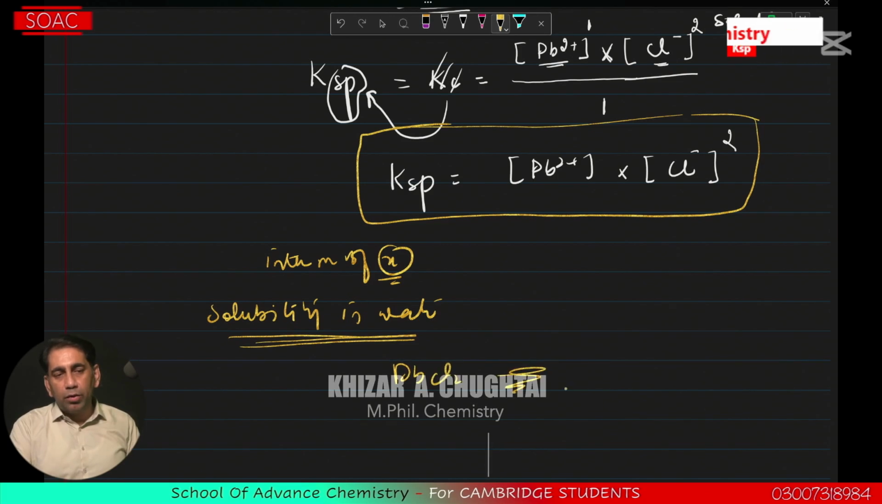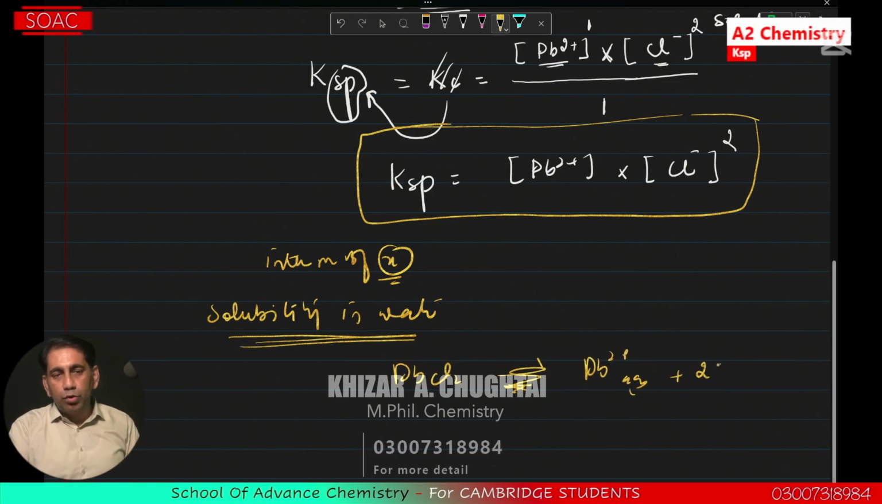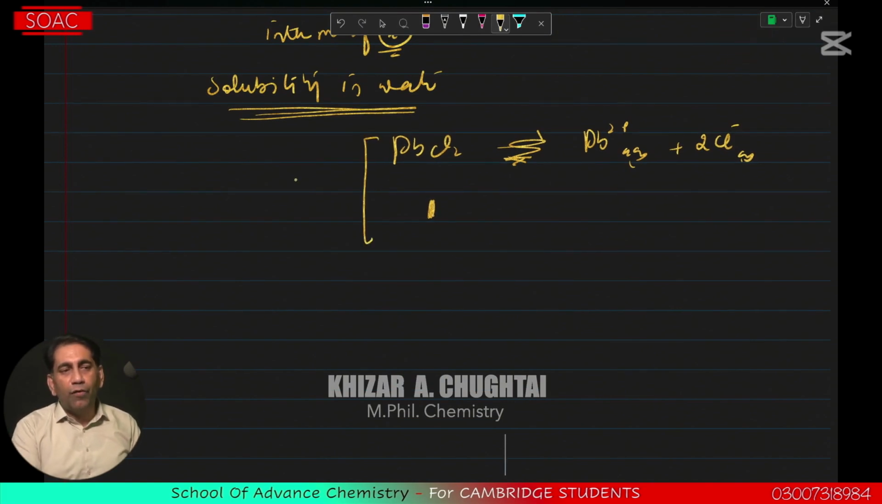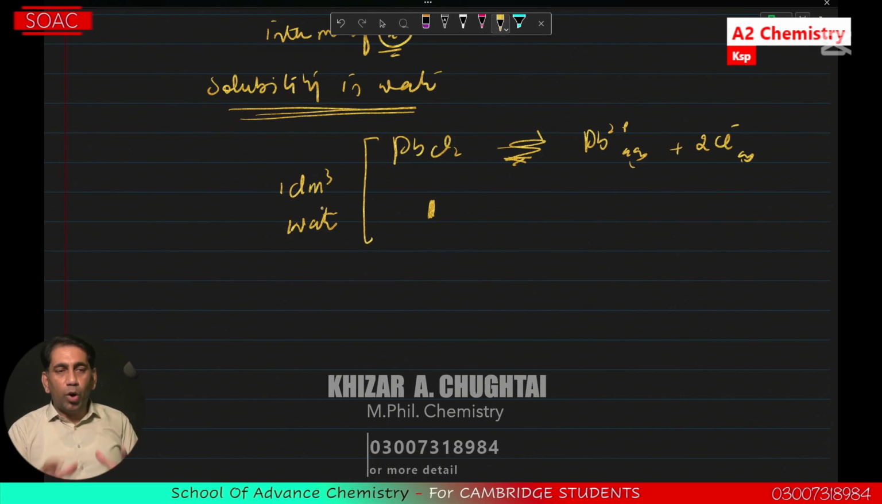PbCl2 again goes to a reversible arrow: Pb2+ ion aqueous, 2 mole of Cl- ion aqueous. For example, if I take initially 1 mole of PbCl2 and dissolve it in 1 dm³ of water.